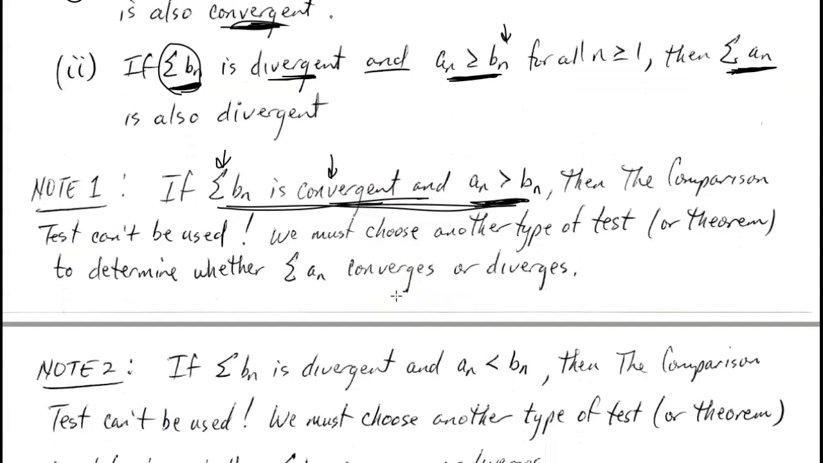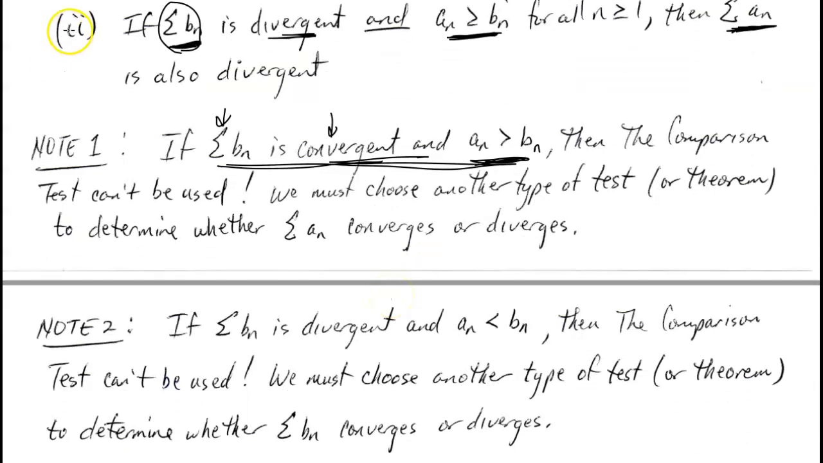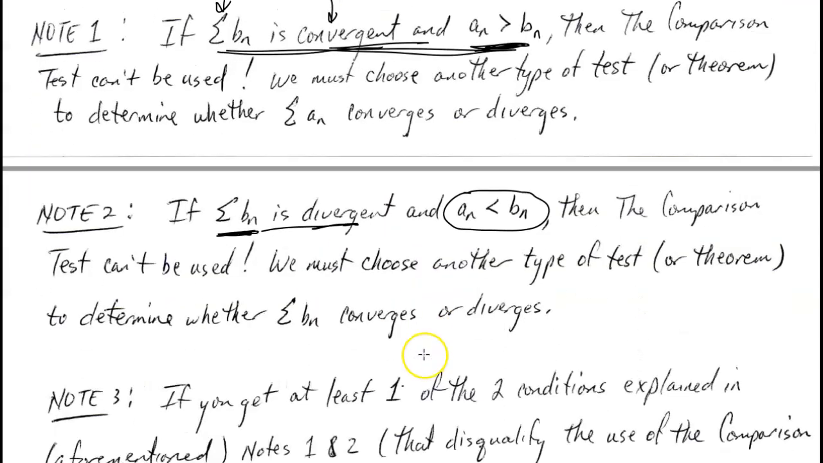And so we'll have to use another type of test, and that's where the limit comparison test will come into play, okay? Now, note number two addresses our situation with 2i. So if we have a situation where we're dealing with a series that is divergent, but the A sub n sequence is smaller than the B sub n sequence, which is not the same as what I have here, then I can't use the comparison test for this situation. So again, for these two situations in particular, we are going to have to use another way of figuring out whether the series that we're dealing with converges or not, okay?